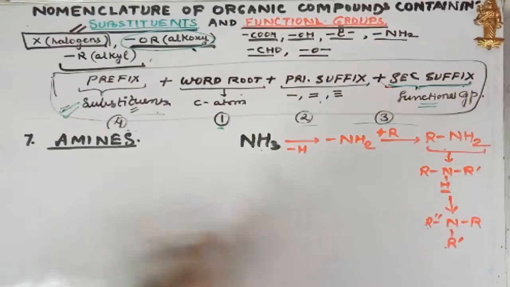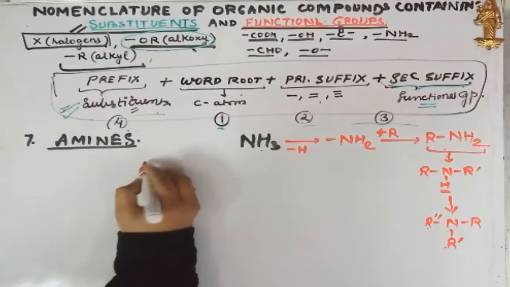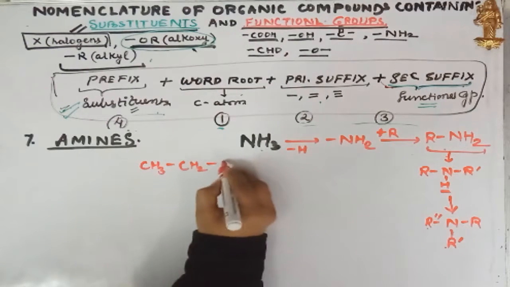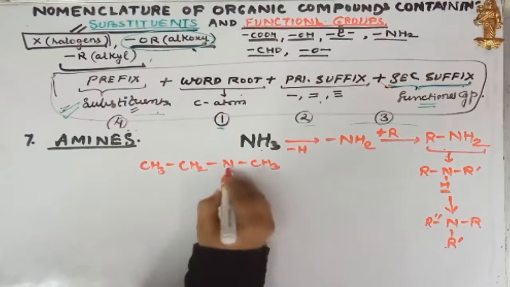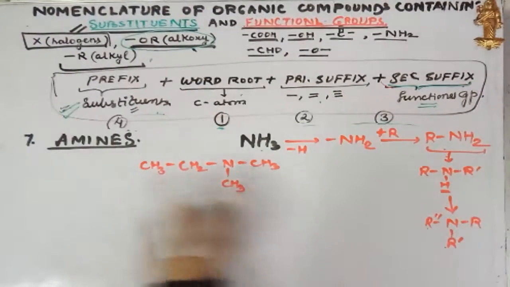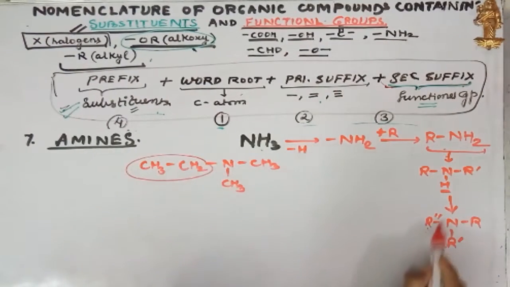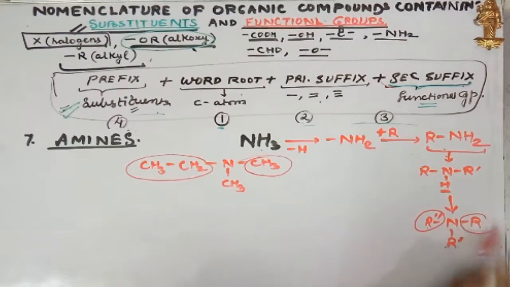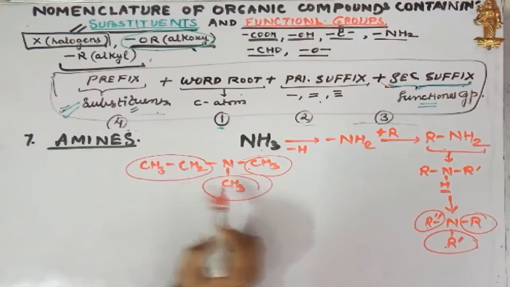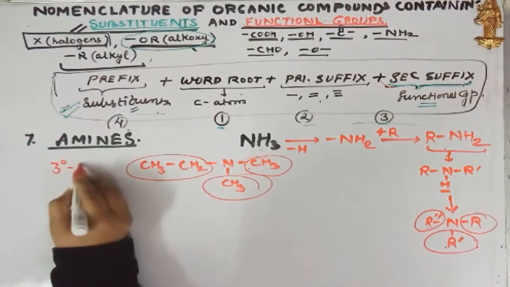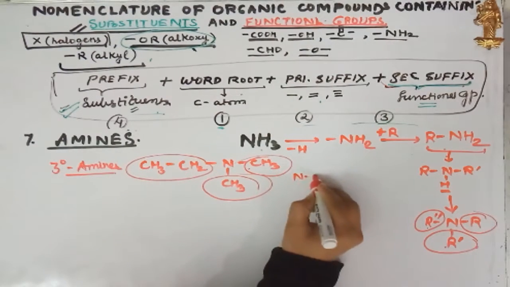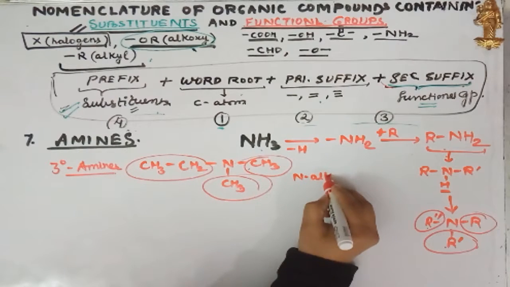R' and R'' only indicate that these R groups may or may not be similar to each other. Let me take another example: CH3CH2NCH3 with another CH3. Here all three R groups are linked to the N with carbon atoms. So this is called 3-degree amines or tertiary amines, and they are named as N-alkyl alkanamine.